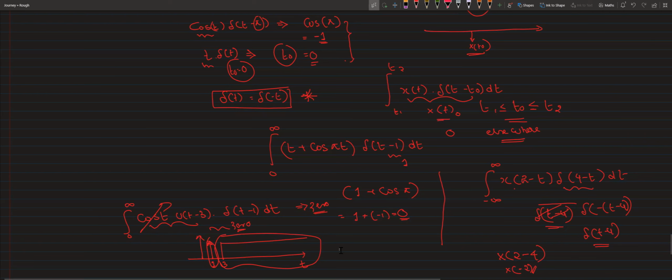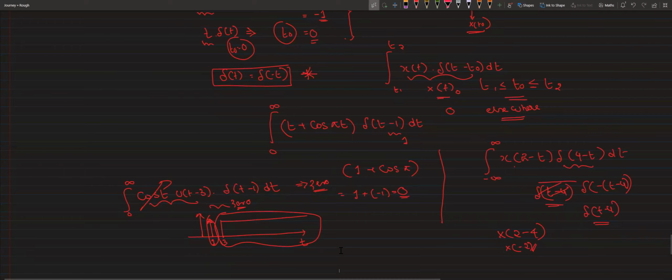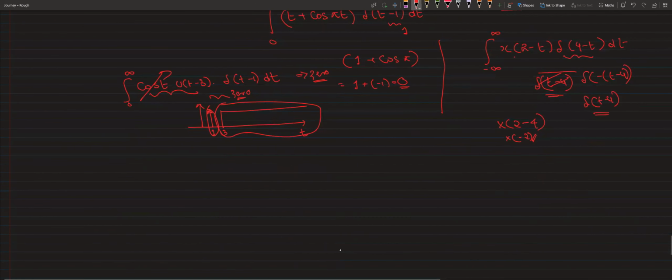Take another problem. I'll solve a few more problems because these are common questions, especially on the impulse function. Many questions you will take in competitive exams. The integral from 0 to infinity of e power t minus 3, delta of 3t minus 9, dt.